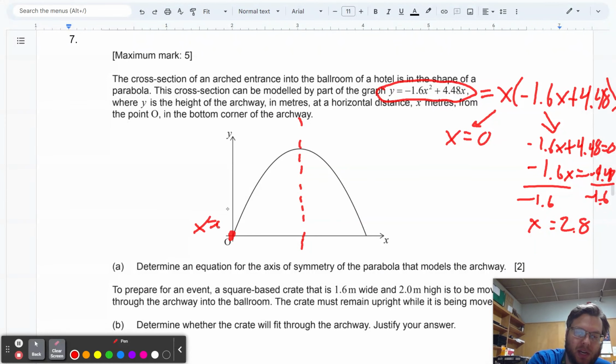I kind of knew that from the picture, but it works out algebraically too. And that x is 2.8. That means the axis of symmetry has to be right in between: 1.4.